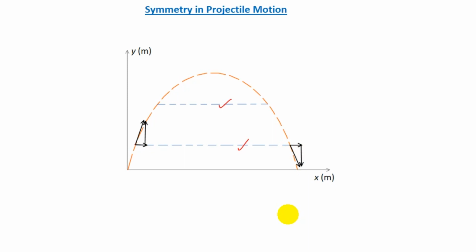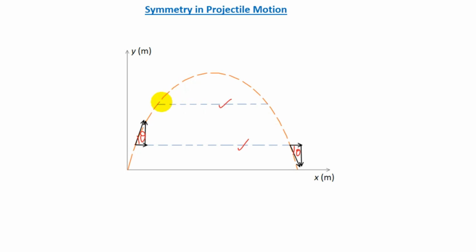Now there is a symmetry here. What is the symmetry? The speed is same. Next, the angle theta. This is the angle theta above horizontal, and this is the same angle theta but this time below horizontal. And the same symmetry happens to be here also.